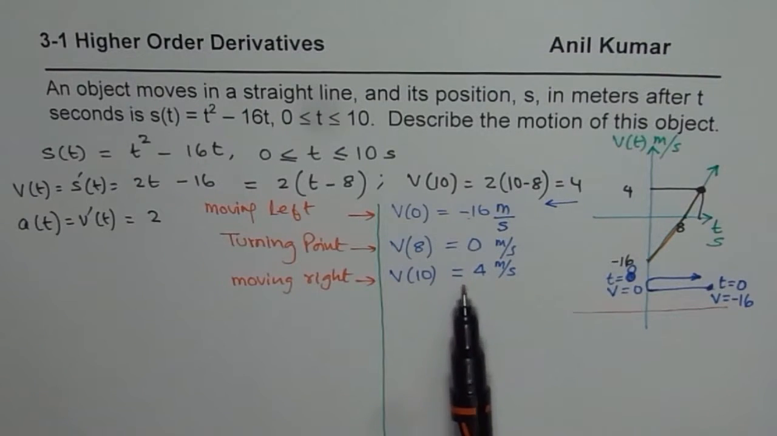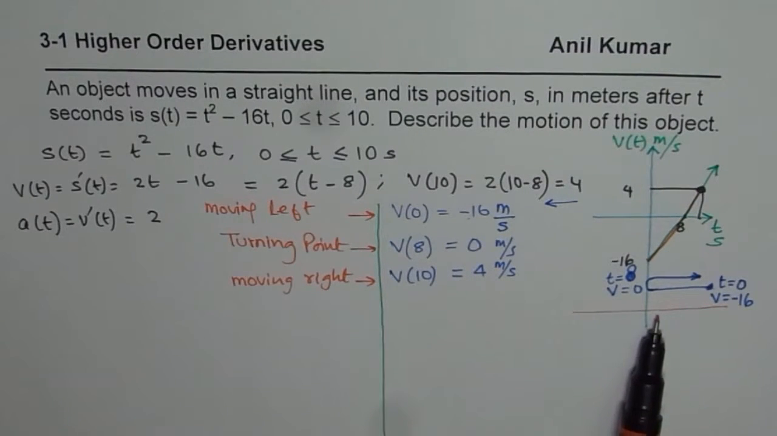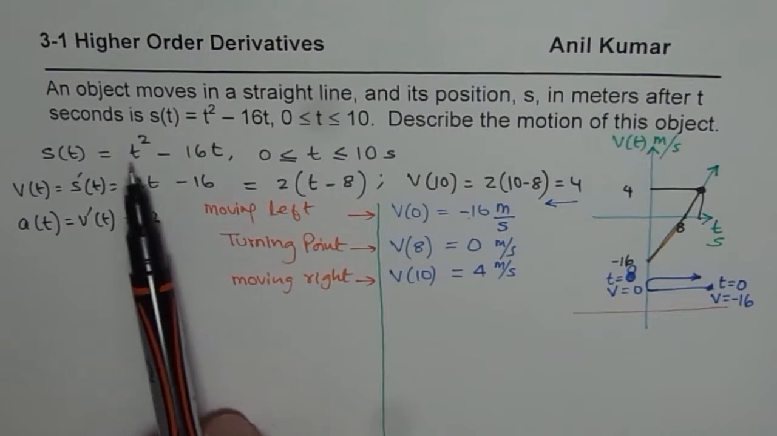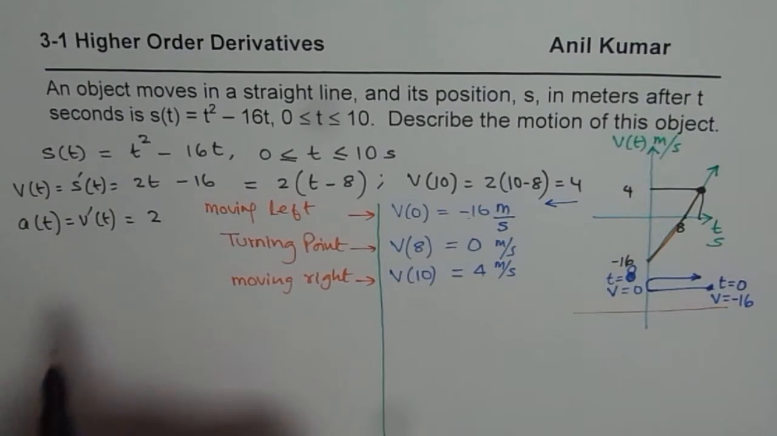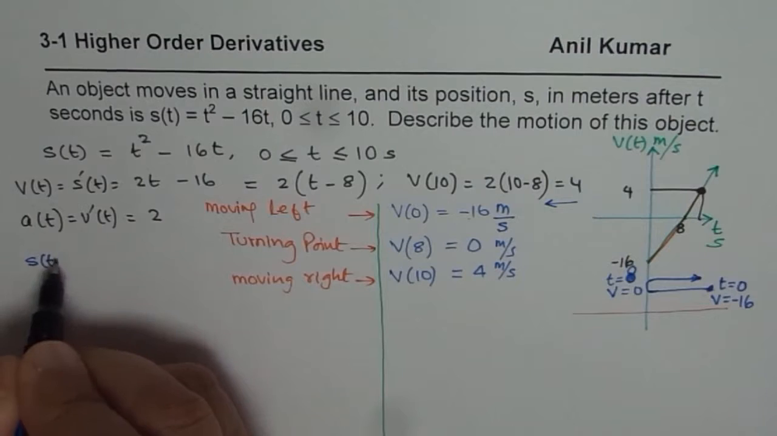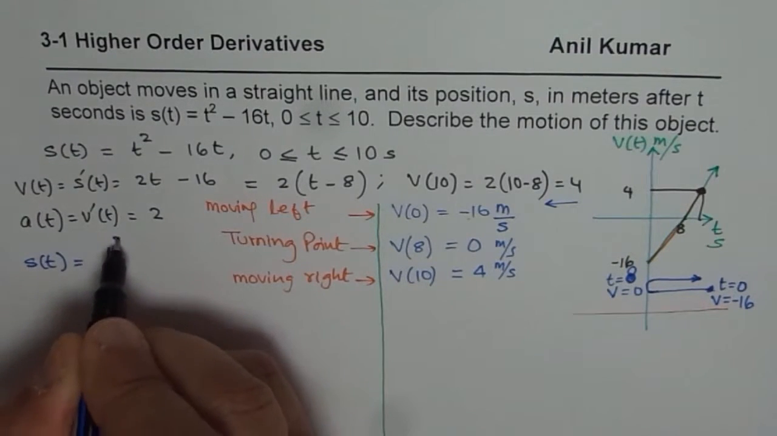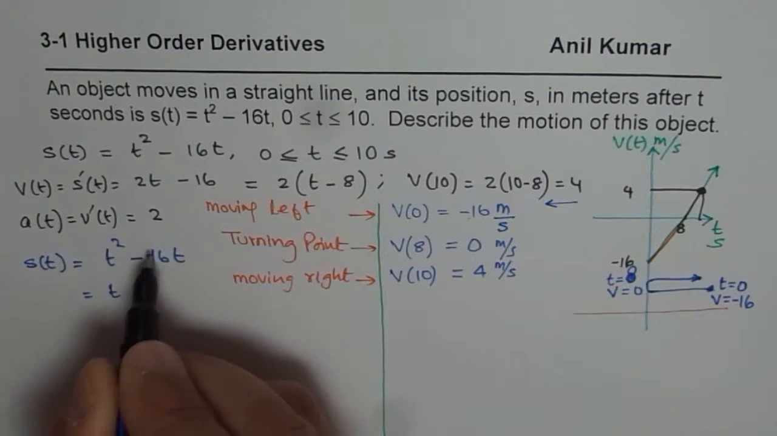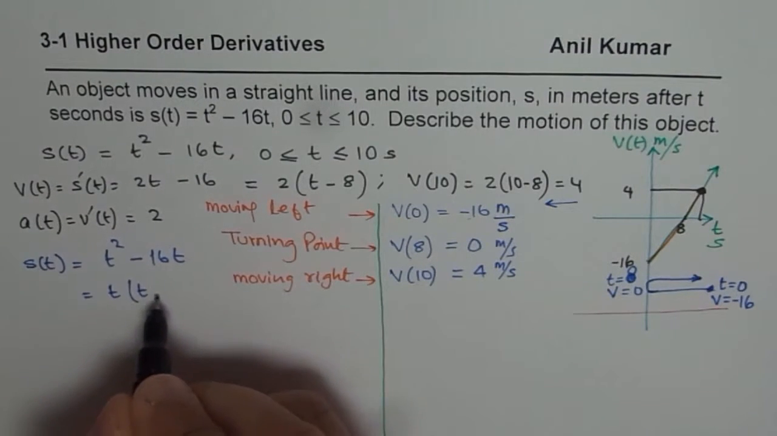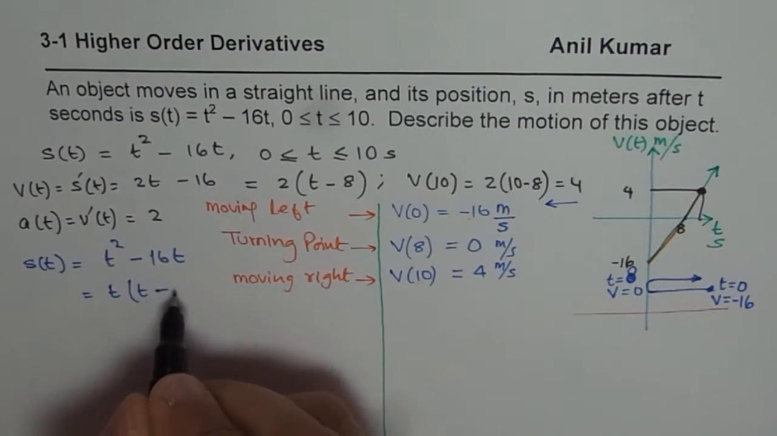Now that gives us insight into displacement. From the displacement function, we can relate this. Let's look into the displacement function s of t in further detail. s of t equals t square minus 16t. So we could factor t out. Once you factor t, you get t minus 16.